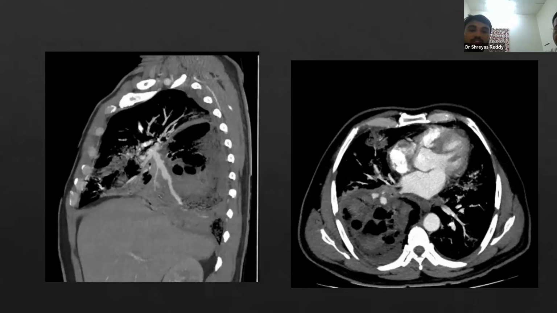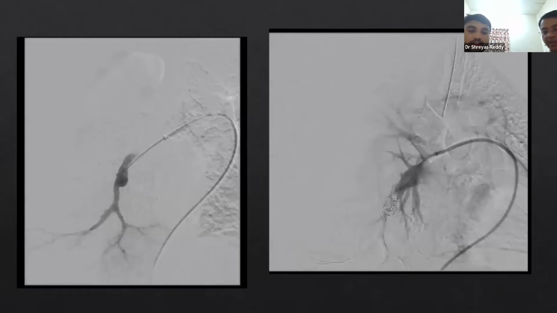Can you identify what has been done for this patient here? So this is the aneurysmal change we have seen in the pulmonary artery. What has been done for this patient? In the second image, we have performed a coil embolization of the aneurysm. Yes, we have performed a coil embolization of the diseased aneurysmal artery. So we have embolized the artery so that further bleeding doesn't happen in the lung.